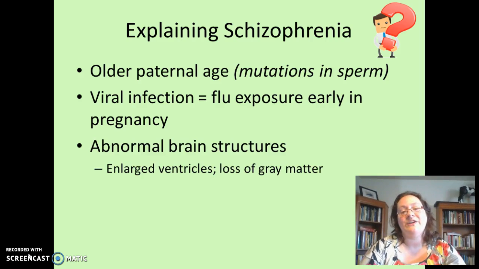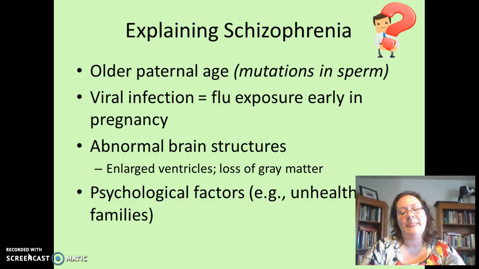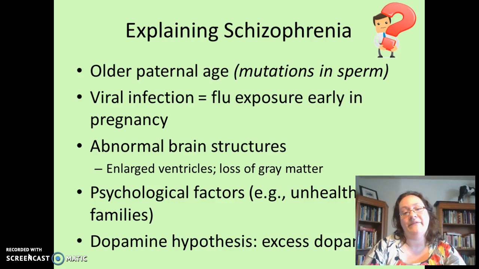We also know when we look at the brains of people with schizophrenia that there are some abnormal brain structures. So we can see some enlarged ventricles, loss of gray matter. It's hard to say, though, if that's the cause of schizophrenia or it's due to having schizophrenia. But we do know that those structures are abnormal in many people. There's also some evidence to support psychological factors as being important. So people who grow up maybe in unhealthy families, maybe they already have the risk for developing schizophrenia biologically, but then grow up in an unhealthy environment.